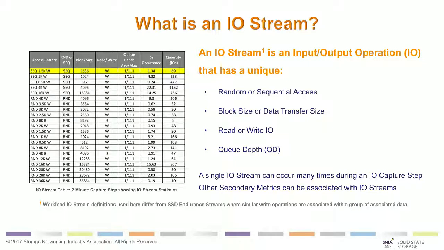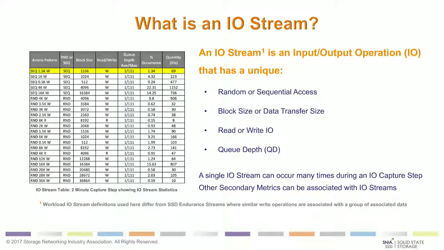The table shows you all of the discrete IO streams that we're seeing during that capture step, and what's interesting in the right-hand column is it tells you how many times they occurred. The very first example is a sequential 1.5K write, and that occurred 69 times over the course of that step. So you can have a single IO stream occurring many, many times. But because it occurs 69 times doesn't mean there were 69 IO streams. There was one sequential 1.5K write that occurred 69 times.